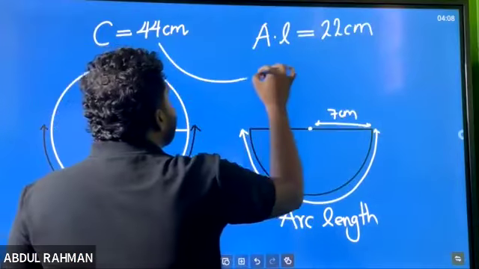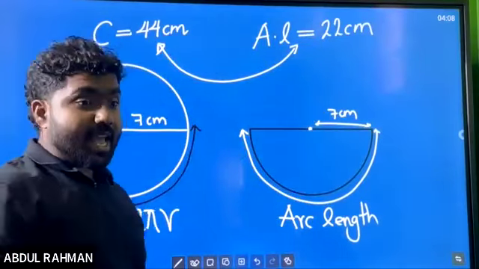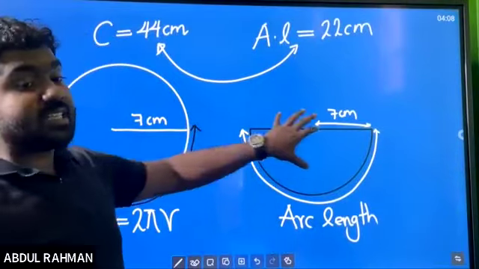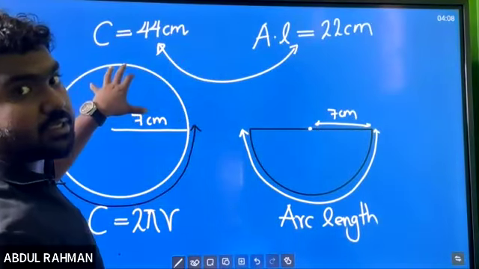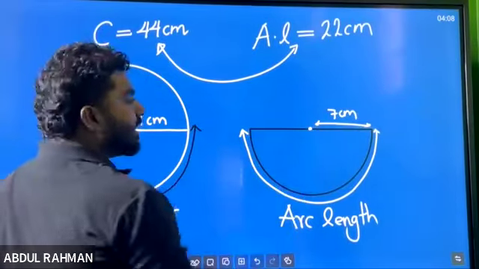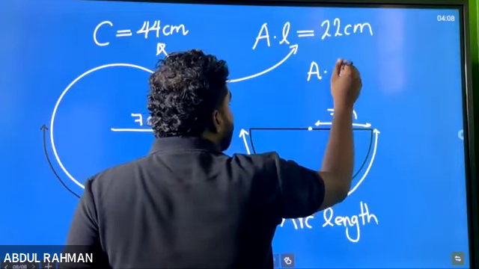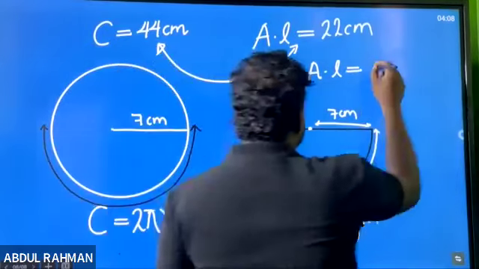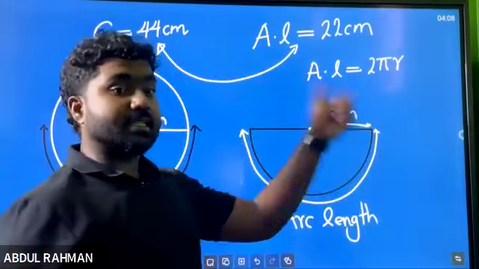That means when I compare a circle and a semicircle, remember again, the arc length of the semicircle is going to be half of the length of what? Circumference. So I can say the arc length can be found by writing the equation of the circumference. What is the equation of the circumference? 2 pi r. 2 pi r is the circumference.